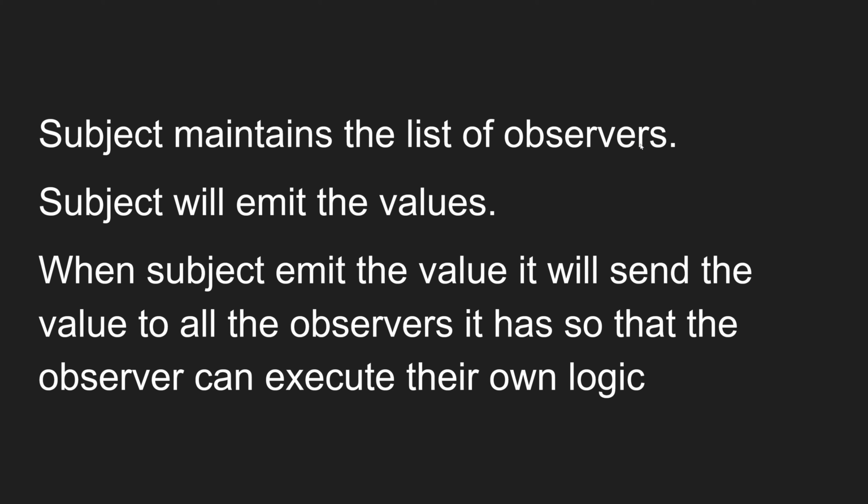Now the subject will emit the values. When the subject emits a value, it will send the value to all the observers it has. So whatever observers are registered with the subject will receive the emitted value, so that each observer can execute its own logic. Whatever independent logic they have in each observer, they will execute it with the emitted value. So this is the simple pattern.